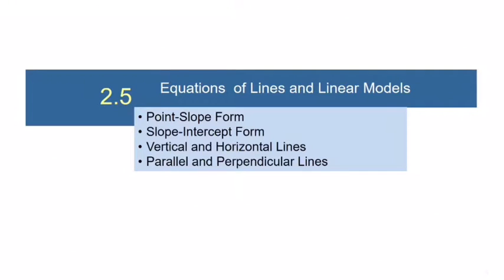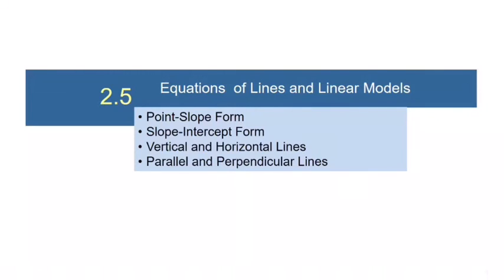Hello again. Today we're going to go through section 2.5 of our college algebra book. This is equations of lines. We're going to talk about the point-slope formula. We're going to learn the slope-intercept form of a line. We're going to talk about equations of vertical and horizontal lines, and we're going to learn how to write the equation of a line that's parallel or perpendicular to a given line.